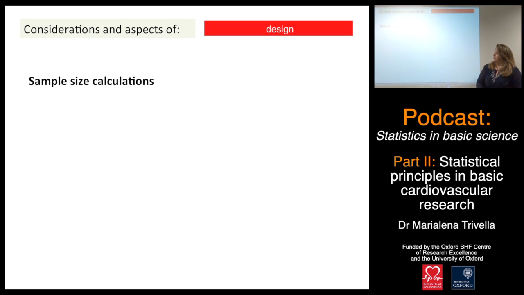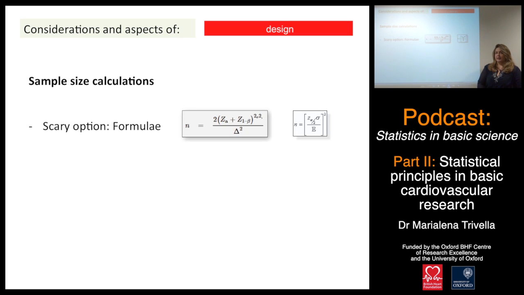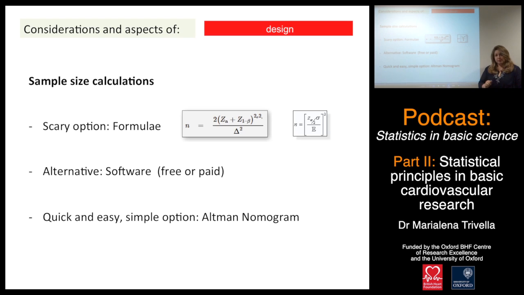There are mathematical formulas on how to calculate the sample size, so your scary option is to use them, but I realize this is probably not the preferred option for most people. Alternatively, there are a number of software options that deal with the sample size and power calculations. Some are free, some are paid. I actually feel it is beyond the scope of this presentation to show a preference for one as opposed to another. What I could do, though, is show you a nice and simple, quick way of calculating the sample size for certain situations with what is called the Altman nomogram.